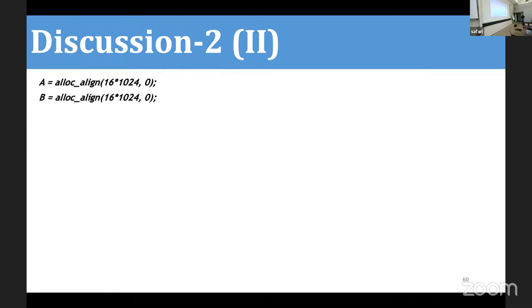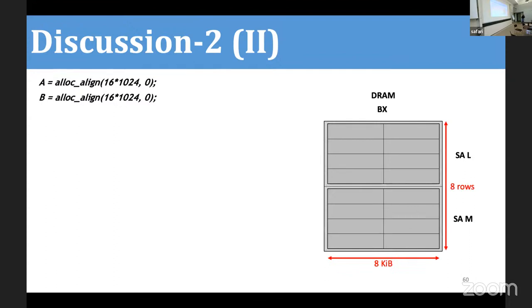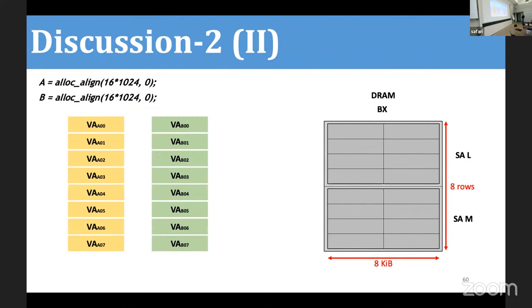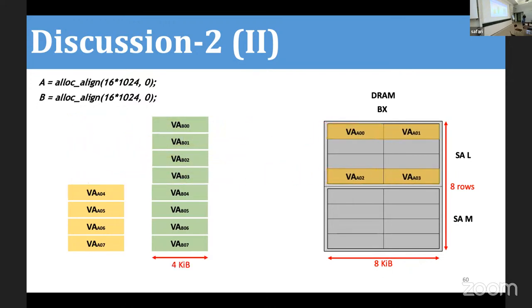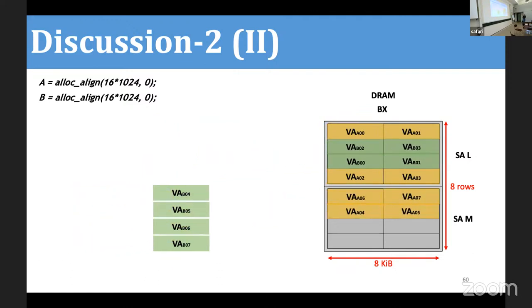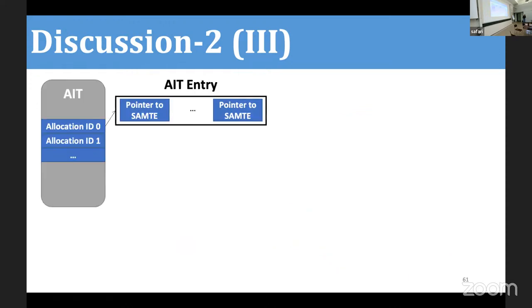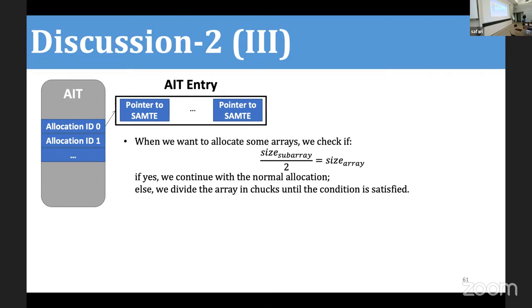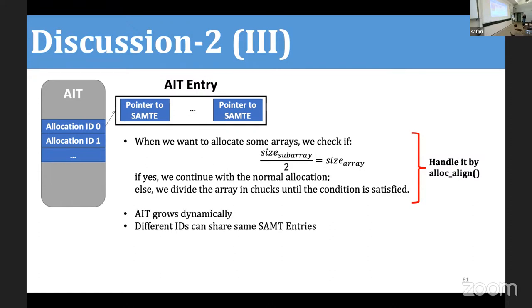It's the same one. So basically, if we want to allocate these two arrays, here we have our DRAM and the two subarrays. What we are going to do is just divide by two the size of these two arrays, and we can place them into different subarrays. So when we want to allocate some arrays, we can check if the size of the subarray divided by two is equal to the size of the array. If yes, we can continue the normal lookalike, else we divide it into chunks until we can split it, and this is going to be handled by lookalike. And then the IT rules dynamically, different IDs can share the same SUM entries.